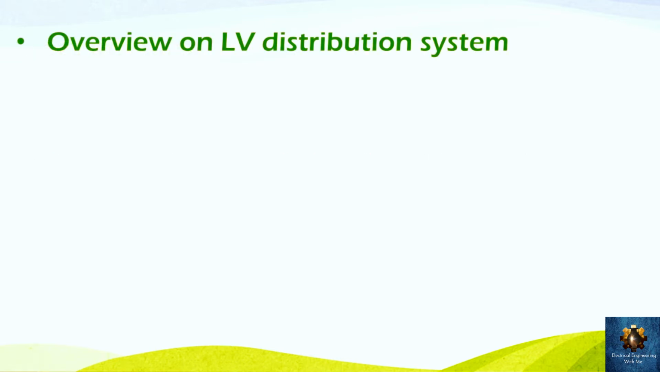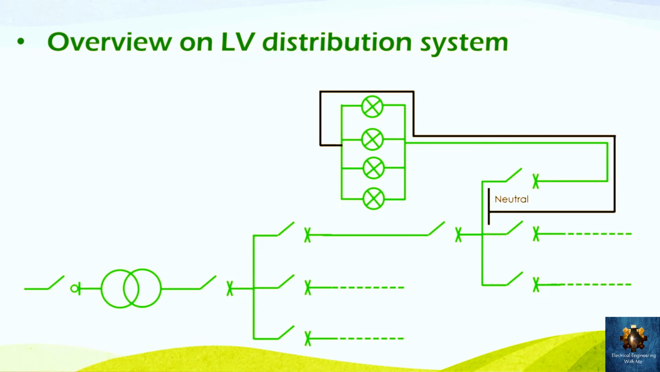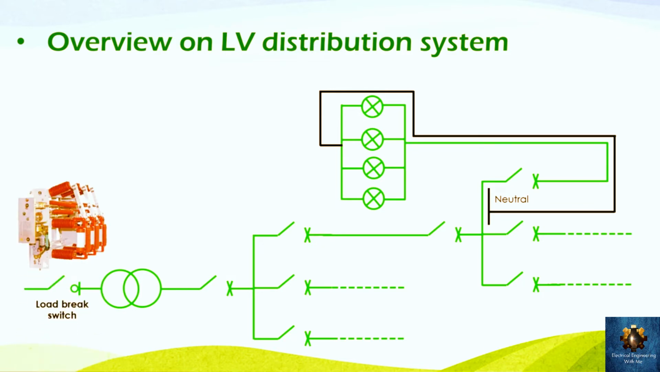So let's go ahead. Here we can say that this is a simple example of the distribution system which contains the required basic components. Here the first component of the low voltage distribution system is the load break switch, which is the input of the transformer. As you see, the transformer has an input and it has an output. So the input of the transformer is the medium voltage side, as the transformer may convert from 11 kilovolts or 22 kilovolts to 400 volts. Hence, the load break switch is the input of the transformer at the medium voltage side.